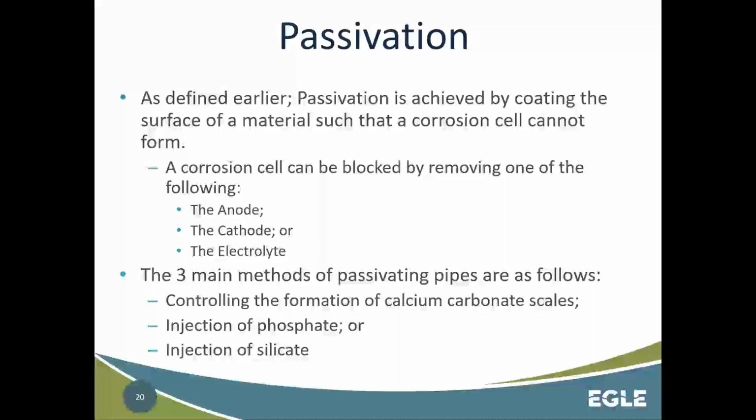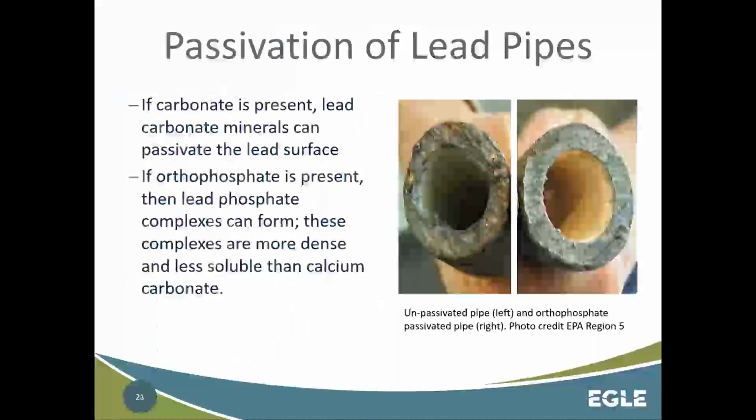So what we're trying to do, again, is form that passivation layer, keeping those things out of direct contact with each other. To perform passivation, we use three main concepts: calcium carbonate scales, which is typically what we call more naturally occurring, injection of phosphate, or injection of silicate. We'll dive into those examples.